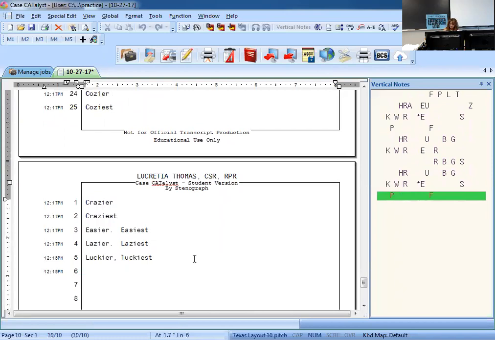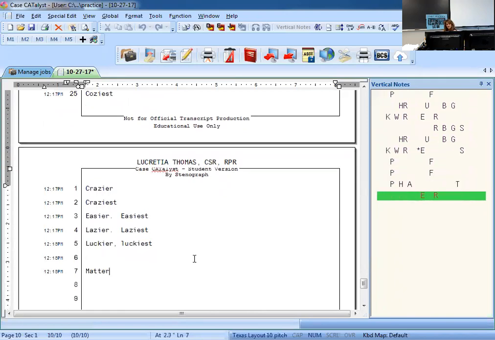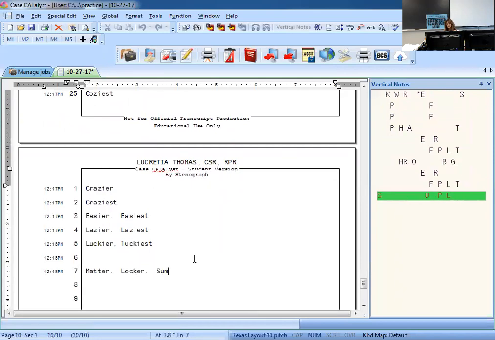Real important lesson, you all, because there's a lot of theory principles covered in here that you really need to know. It says other words ending in ER, nouns ending in ER. Nouns and other words ending in ER form the same way as comparative adjectives. So matter is mat, comeback ER. Locker, lock, comeback ER. Summer, some, comeback ER. Flicker, flick, comeback ER.